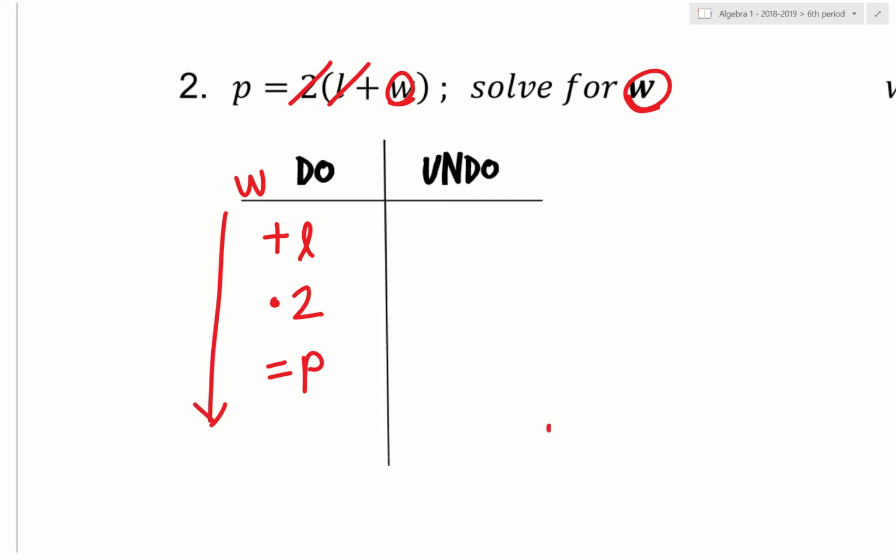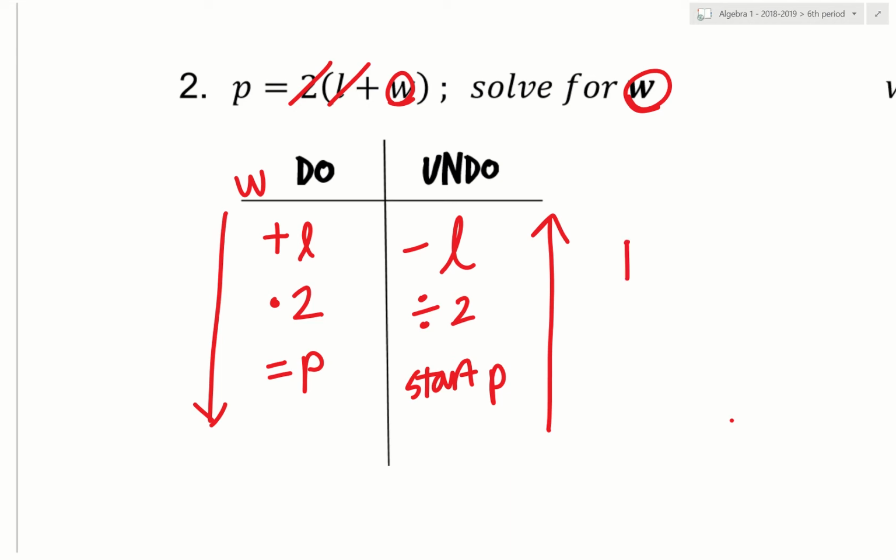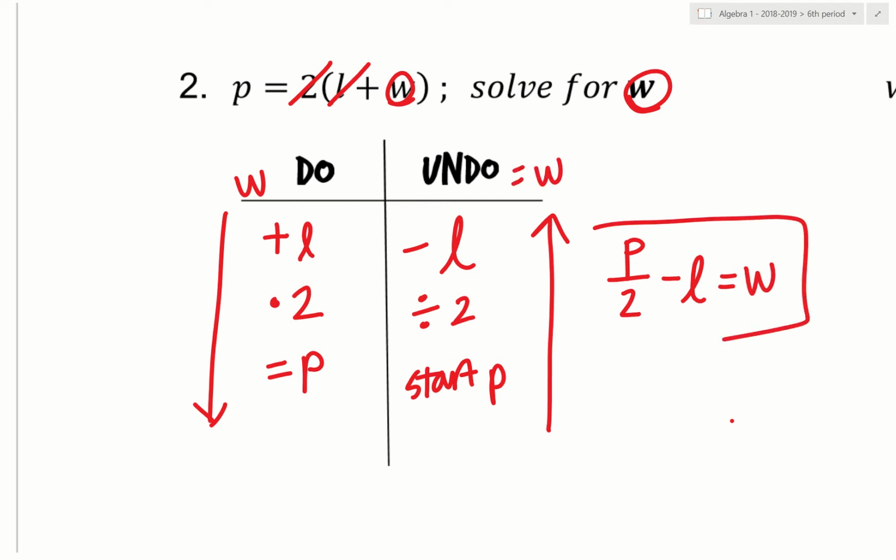We worked down on that side, so we work up on the undo side. What's the opposite of equals P? Start P. Then what? Divide by 2 and subtract L. So can you write it? What does it look like? P, then what? Divided by 2 minus L equals W. Oh yeah, I forgot to put that equals W on the undo side. Are we okay with that? Not too hard? Okay, let's look at number 3.